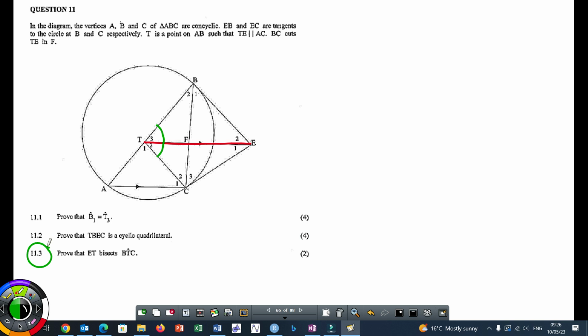Now, I'm sure you can agree with me that T2 is going to be equal to B1. We have already proved that TBEC is a cyclic quadrilateral. So what that means is I can write the angles in the what? Same segment. Because we proved that TBEC is cyclic. Are you following that? Now I want to do something interesting.